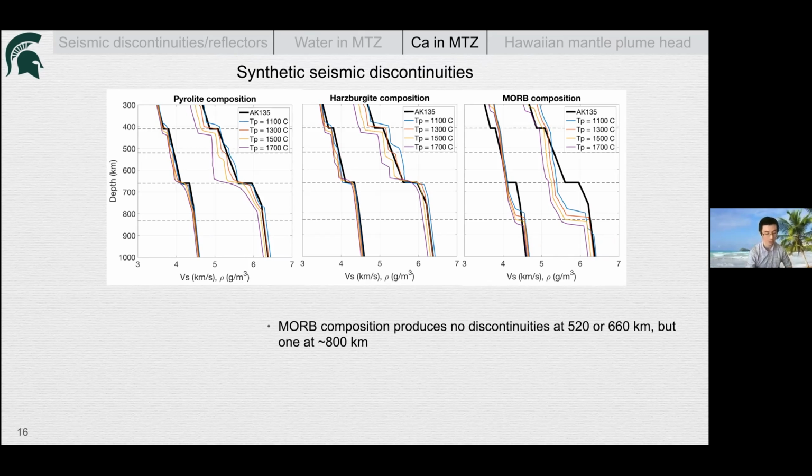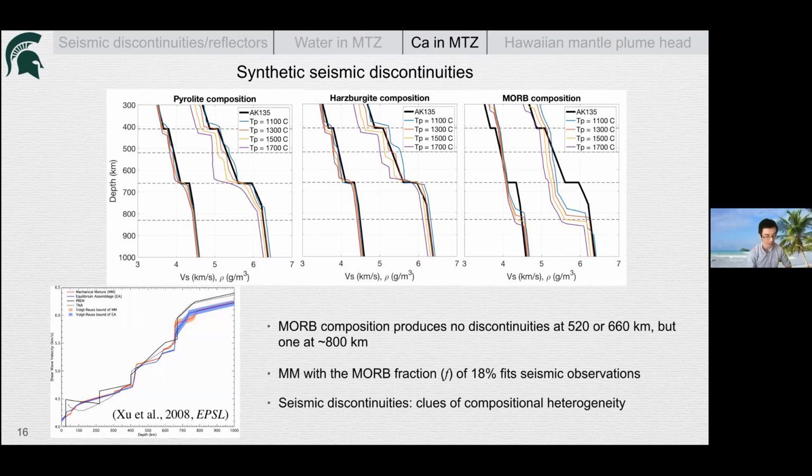And this has actually been investigated a long time ago. And then she proposed that if we just combine this harzburgite and basalt together, we have what they call the mechanical mixture. And it looks like a mechanical mixture model with a basalt fraction of about 18% probably fits our seismic observation better than pyrolite composition. I guess this is still under debate. Different people have different preferences, but what I want to stress over here is that by looking at seismic discontinuities and reflectors, we do get some clues of compositional heterogeneity, whether it's pyrolite, harzburgite or basalt. This is the motivation over here.